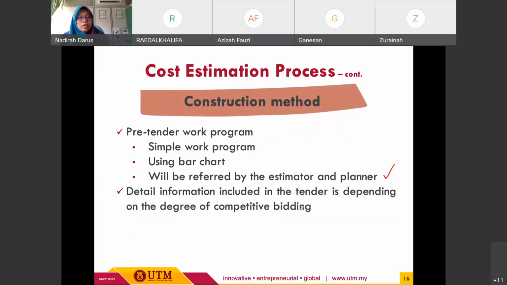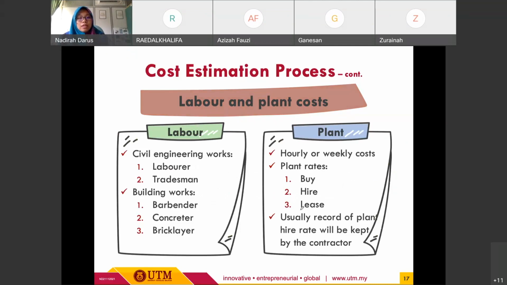All right. So that's for the construction method. Why we need to include this preparation for the construction method. And the other thing is the estimation for the labor and plant cost. For the labor cost, we have two categories. The first one is civil engineering works, and the other one is building works. It depends on the type of works or type of project to be conducted.